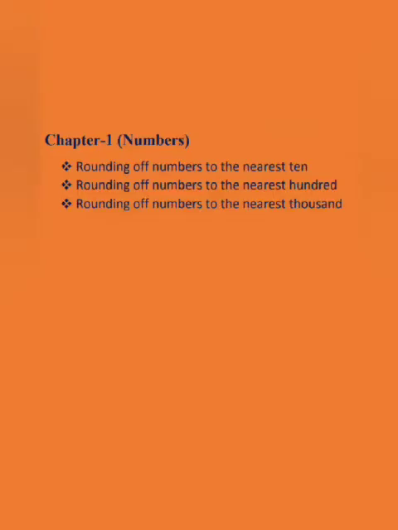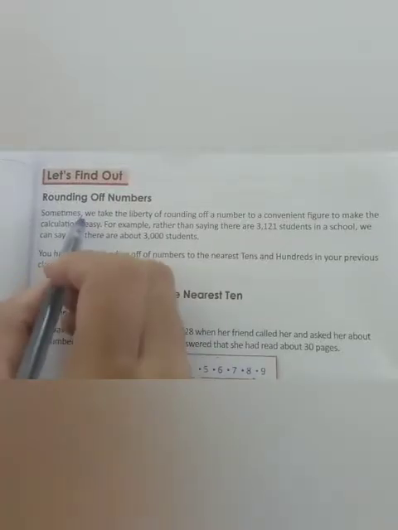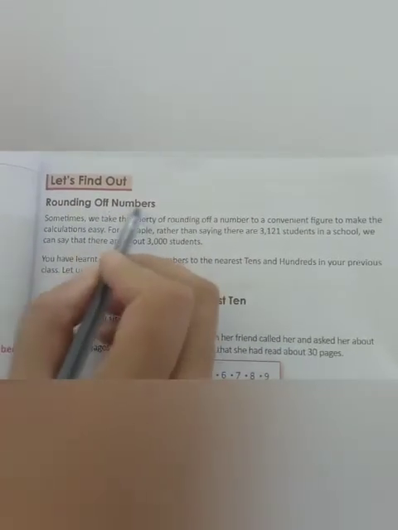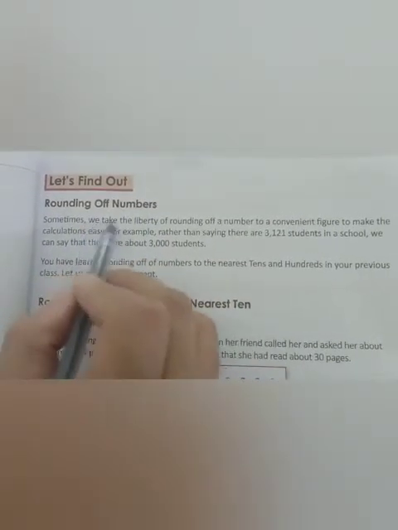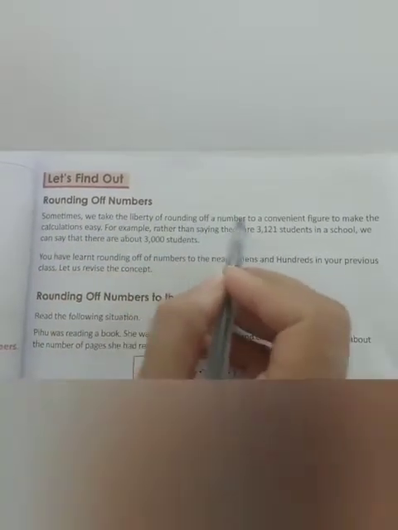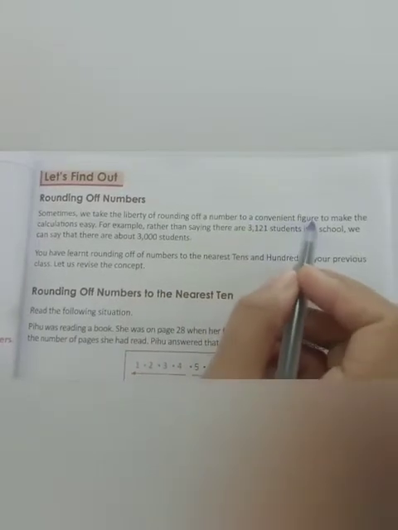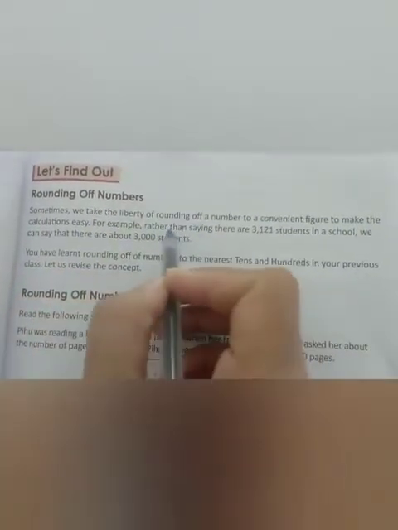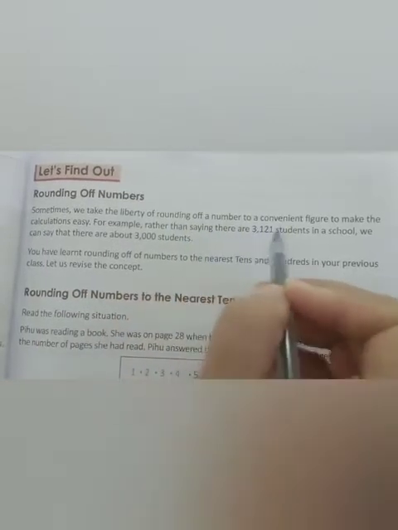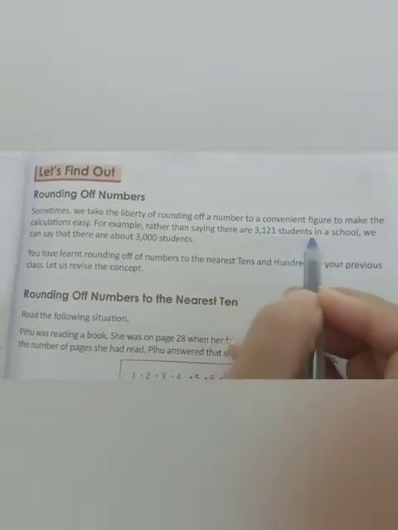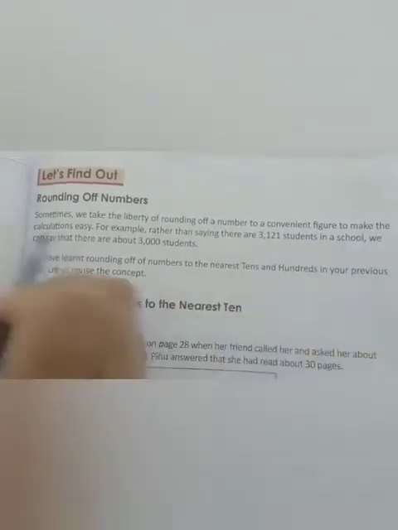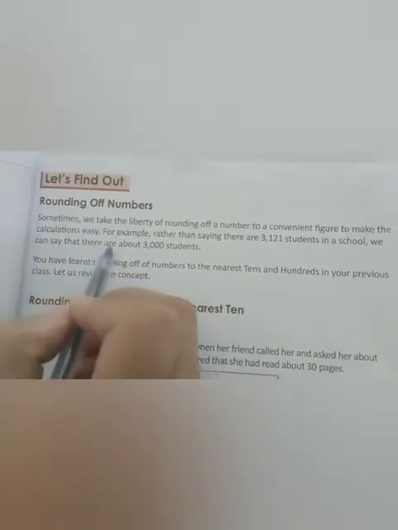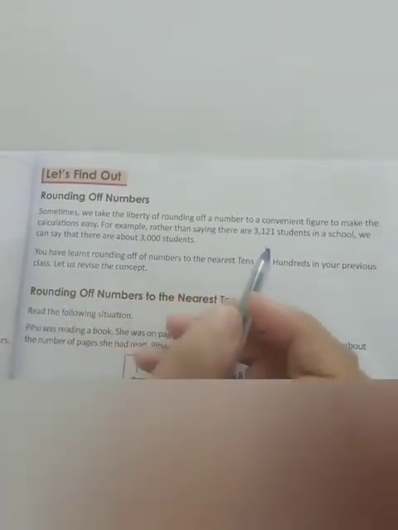Today we will cover our last topics of this chapter. Let's learn rounding off numbers. Sometimes we take the liberty of rounding off a number to a convenient figure to make the calculation easy. For example, rather than saying there are 3,121 students in a school, we can say that there are about 3,000 students, right?